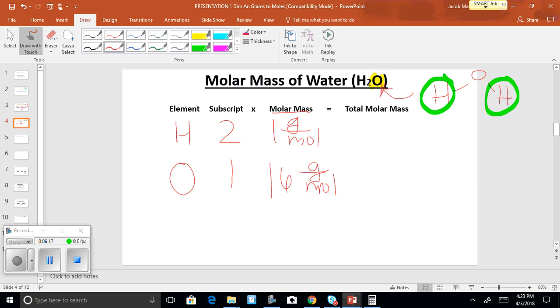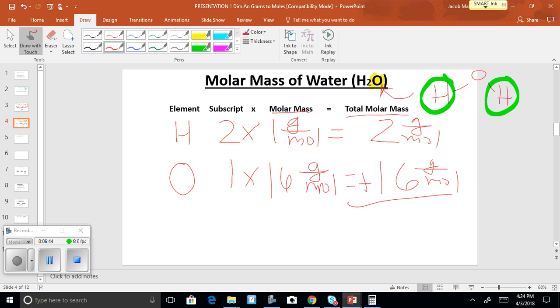Okay? I'm going to put my little multiplication sign here. I forgot to put that. Now I'm going to put my equal sign over here. And then I'm just going to multiply across to get my total molar mass. So 2 times 1 equals 2 grams per mole. 1 times 16 is 16 grams per mole. And then I add them together. So I get a total of 18 grams per mole. All right? That's my molar mass for water.